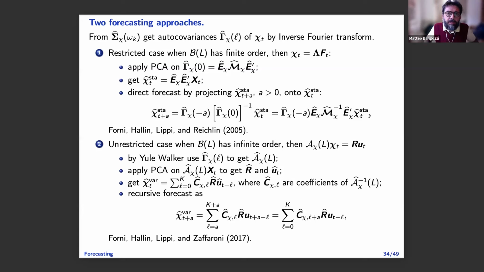So this is the point. So here, forecasting, we will apply forecasting to log volatilities of stock returns, okay? But before doing that, forecasting will be a forecast of the common component plus a forecast of the idiosyncratic component.